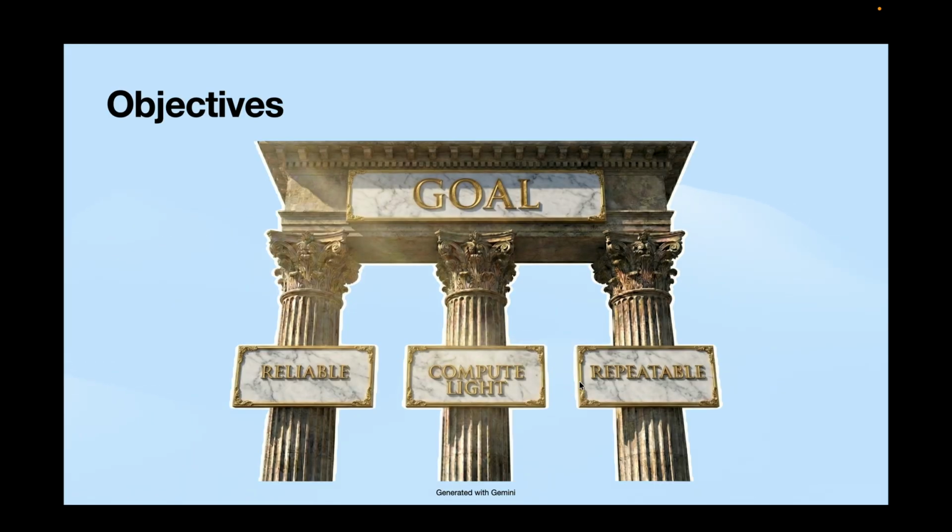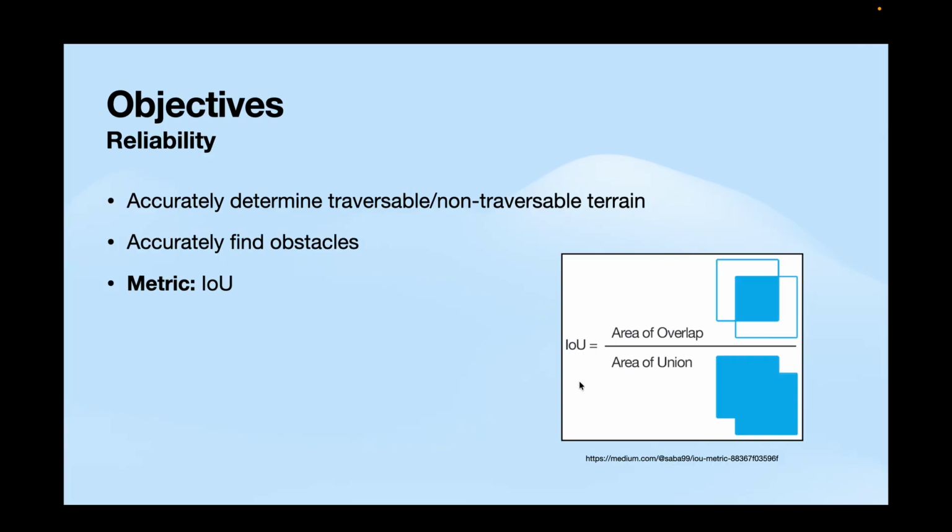So my objectives: I'd like it to be reliable, compute light, and repeatable. What that means is that I'd like to accurately determine whether or not terrain is traversable, and I'd like to find obstacles, and this can be measured using the intersection over union metric.